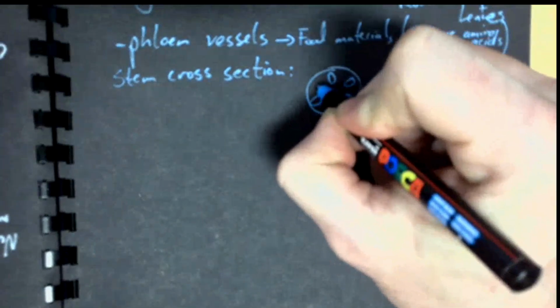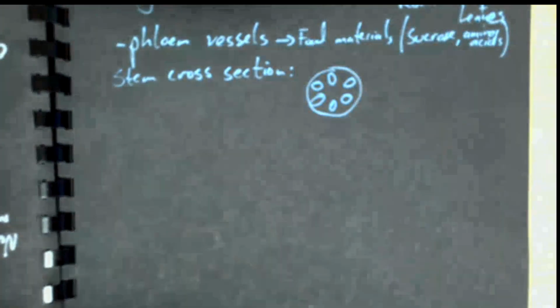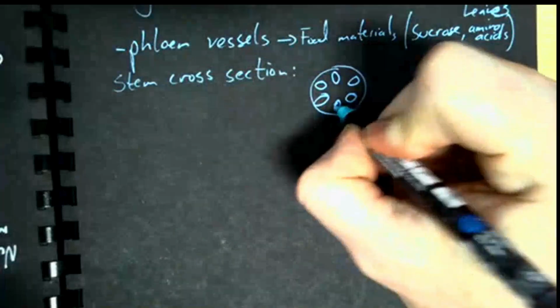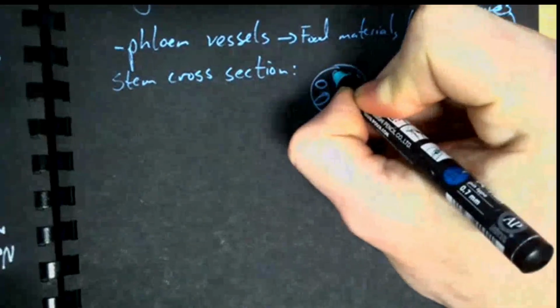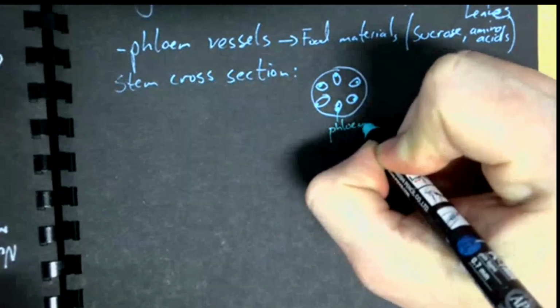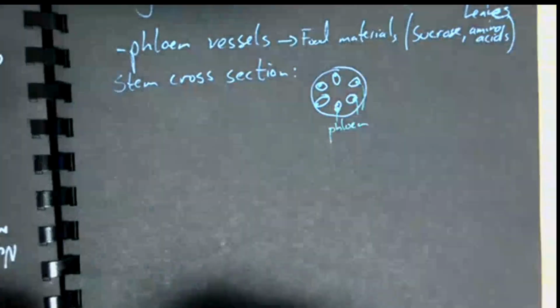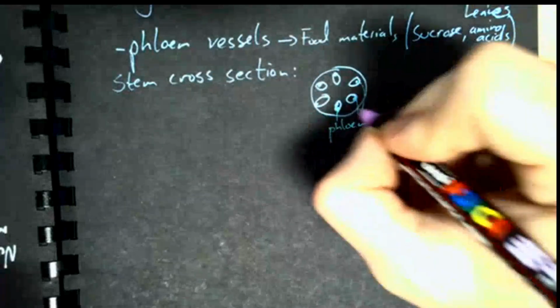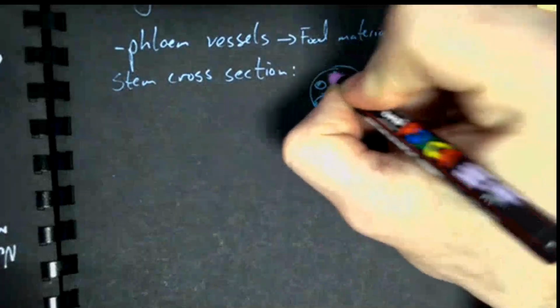And in those vascular bundles on the outside, you're going to find phloem, and on the inside of the vascular bundle, you're going to find the xylem.